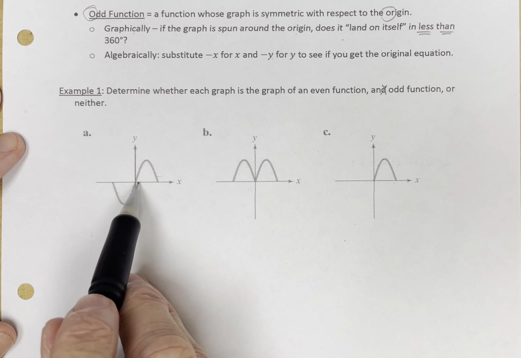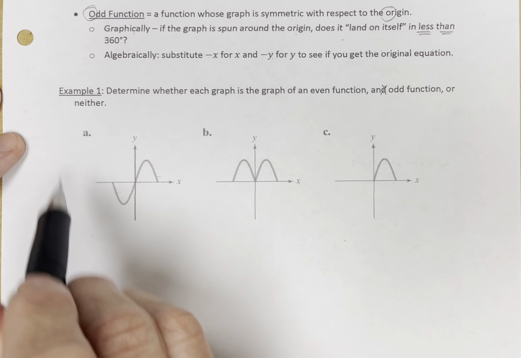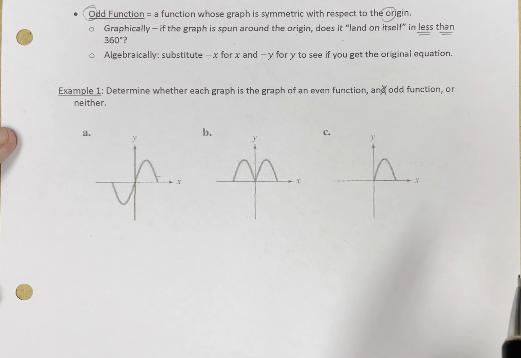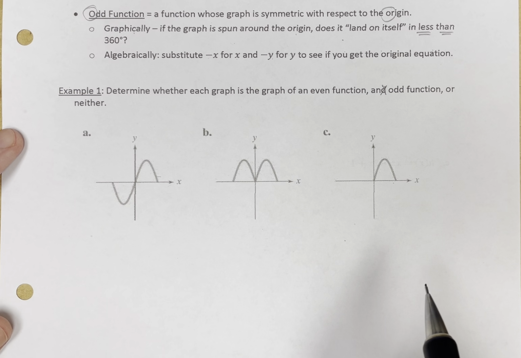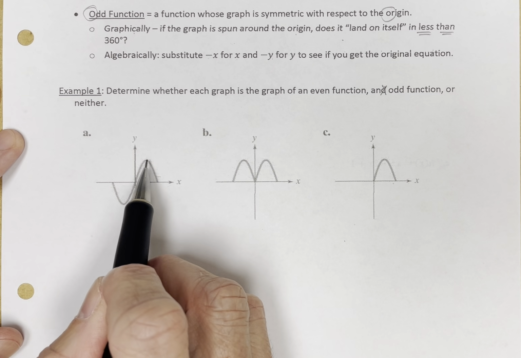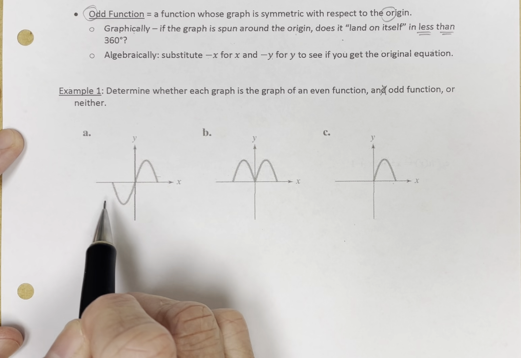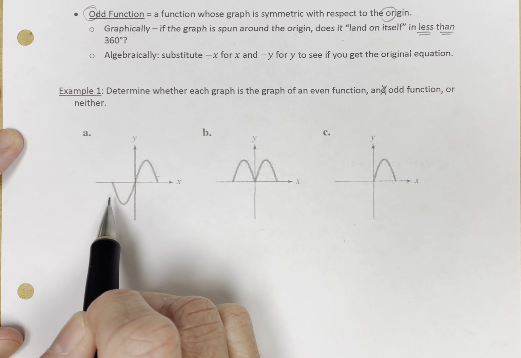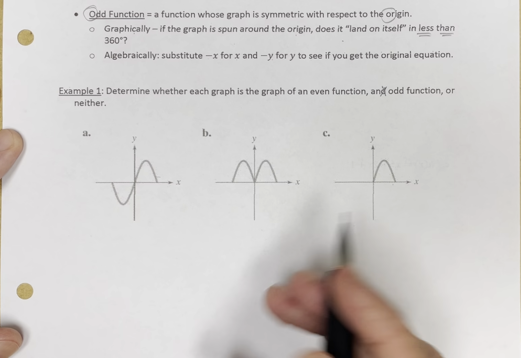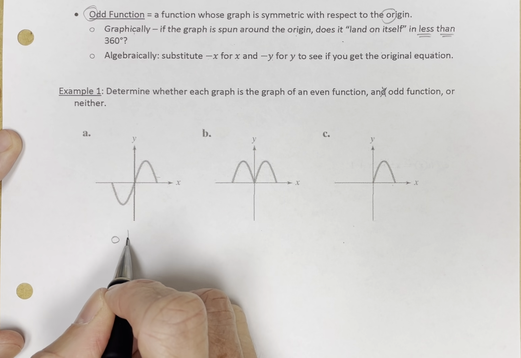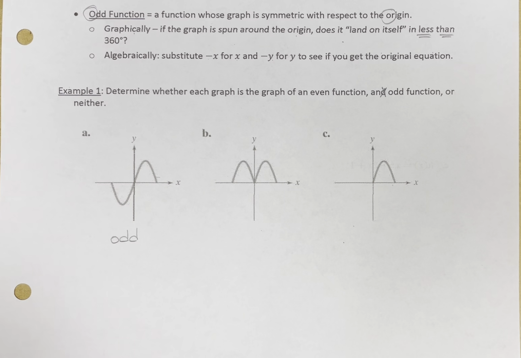Okay, origin. If I put a pin, a tack, right at the origin, and I spin it, does it land on itself in less than a full circle? And the answer is yes. If I spin this one halfway around, this will be here and this will be here. Okay, so this function is an odd function according to the graph.